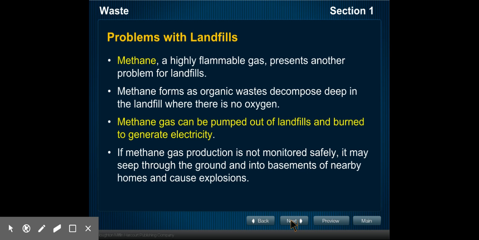So landfills can take in and store our waste. They can also produce methane that can be used to generate electricity to help housing and communities out. If it's not monitored safely, it can be dangerous. It's a greenhouse gas, and it certainly can contribute to global warming and climate change. So we definitely need to take care of methane.